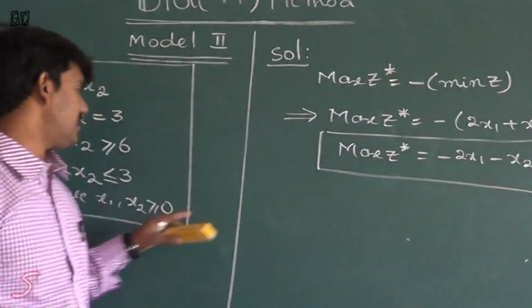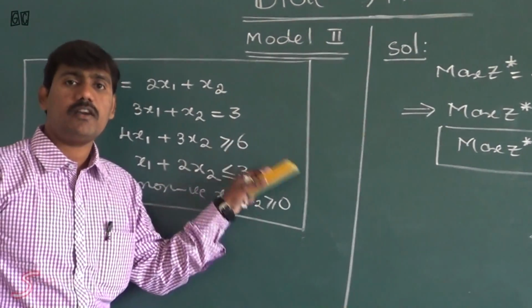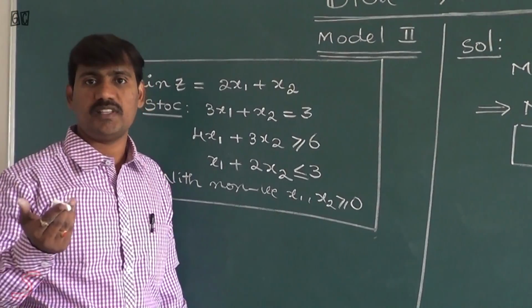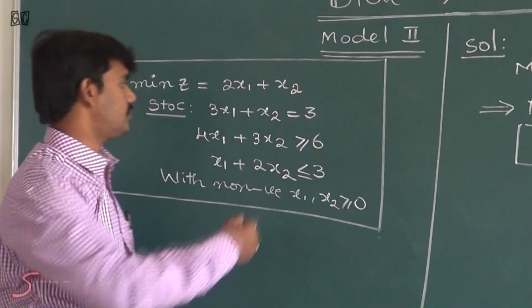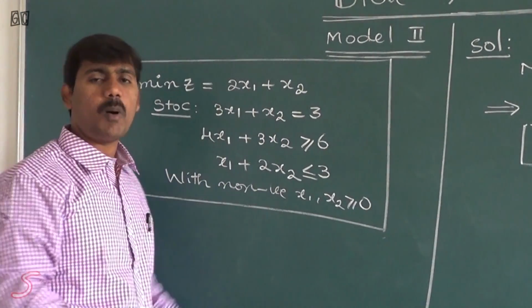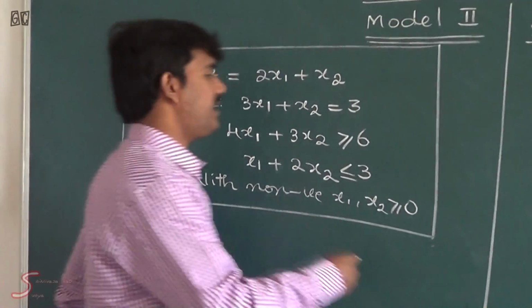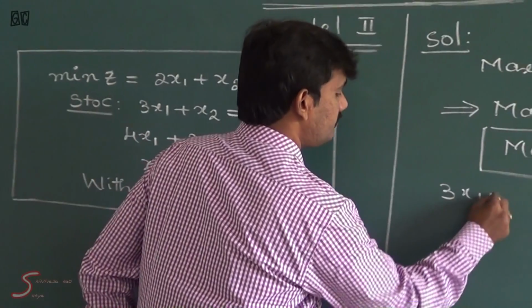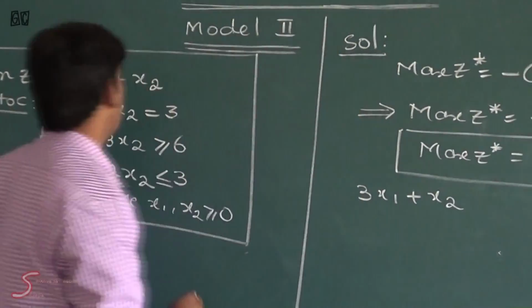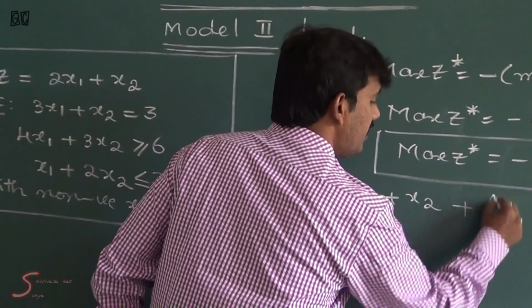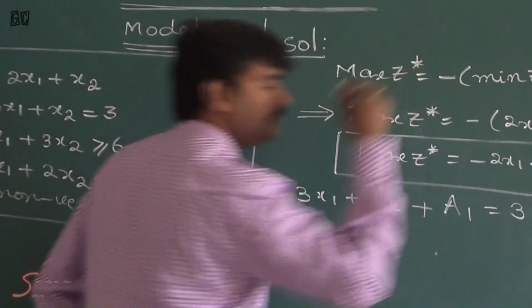Clear? Now after this, we have to make all inequalities into equalities by introducing slack variables, surplus variables, and artificial variables. The first constraint is in the form of equality. For this case, we have to introduce an artificial variable. The given function, 3x1 plus x2, is an equality, so we introduce an artificial variable a1 that equals 3.